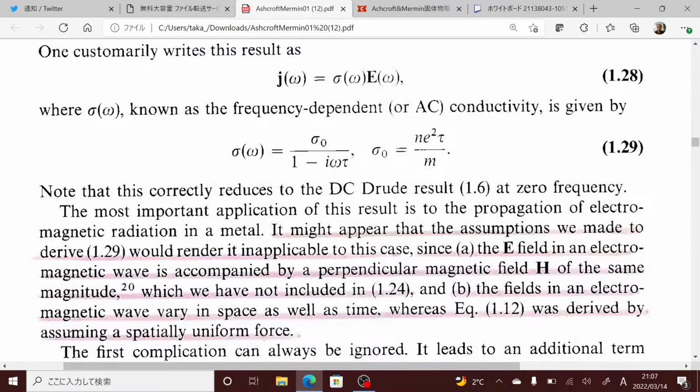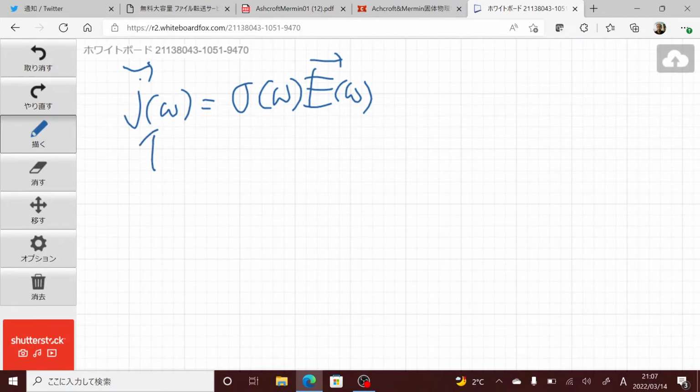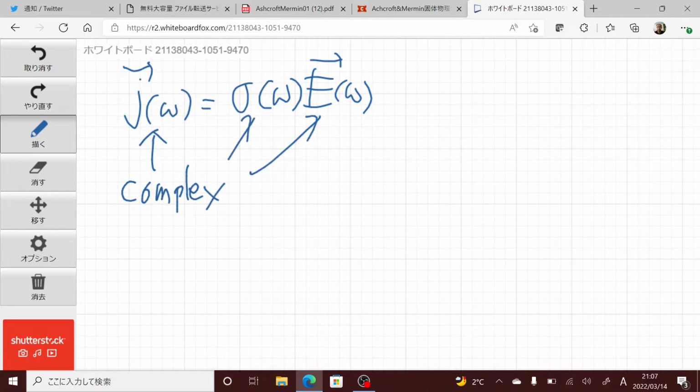So the funny point is this is proportional to E omega. Sigma can be complex, so this is very interesting. This is a complex vector, and this is a complex number. So this is kind of funny.